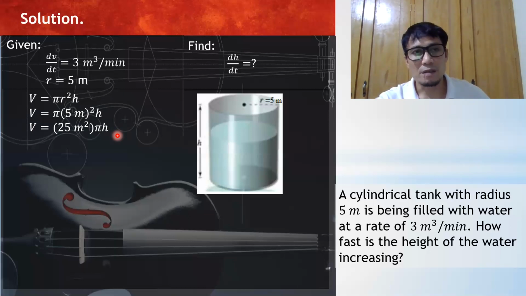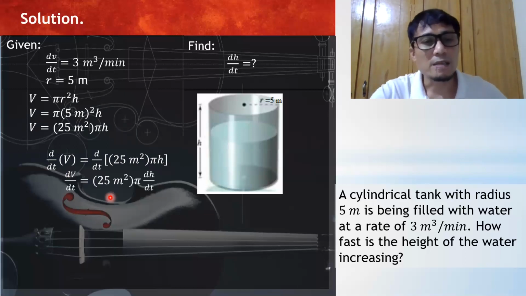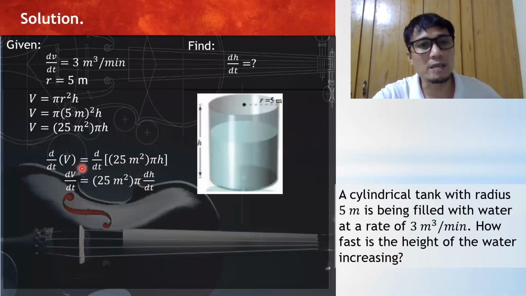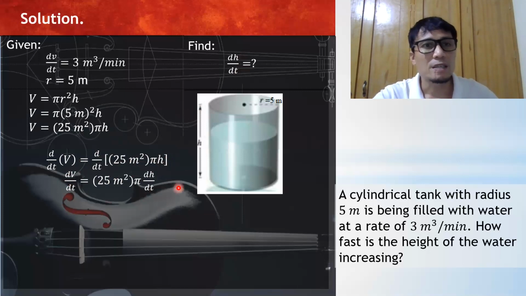We compute the derivative with respect to time of both sides. So we have the d/dt of V and d/dt of 25 meters squared times pi times h. Okay, on the left hand side we have dV/dt, while on the right hand side 25 meters squared pi is constant, so we can take it out of the d/dt. Then the derivative of height, no, with respect to time is dH/dt. Okay, and since we're looking for dH/dt, we must isolate this.